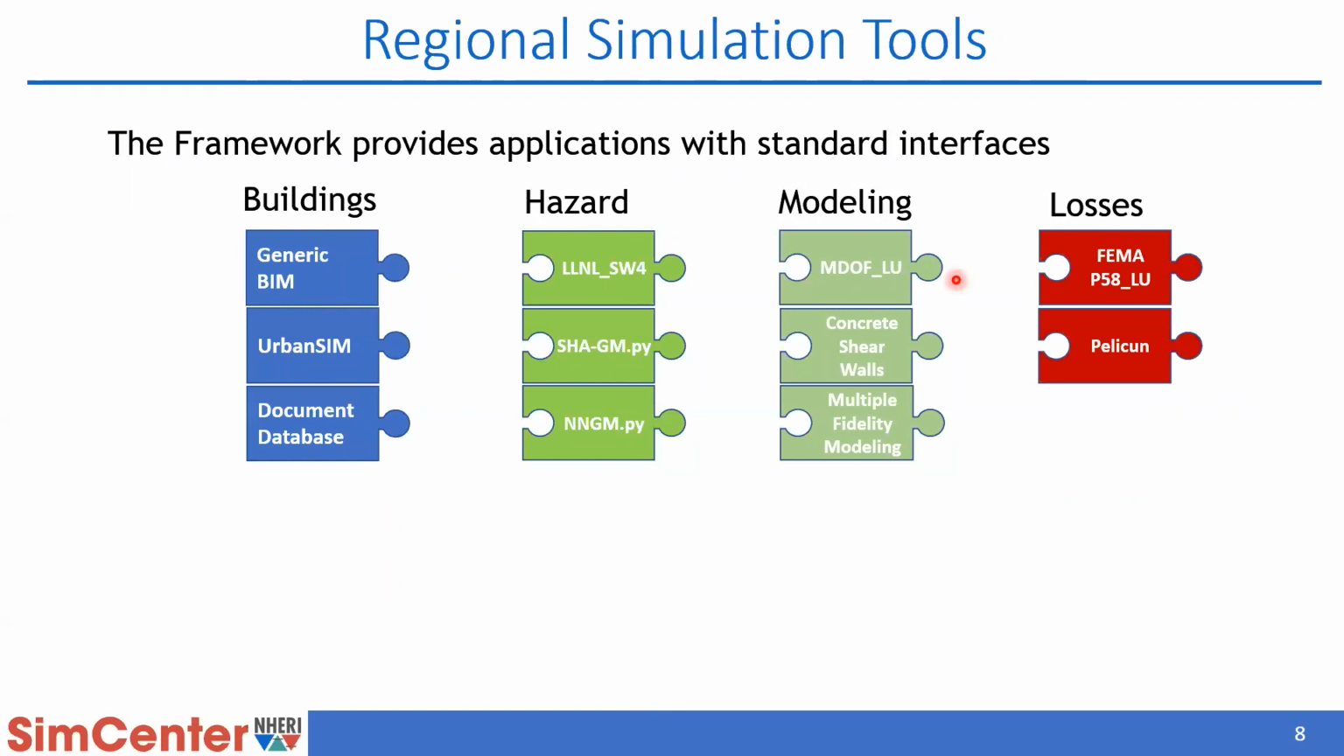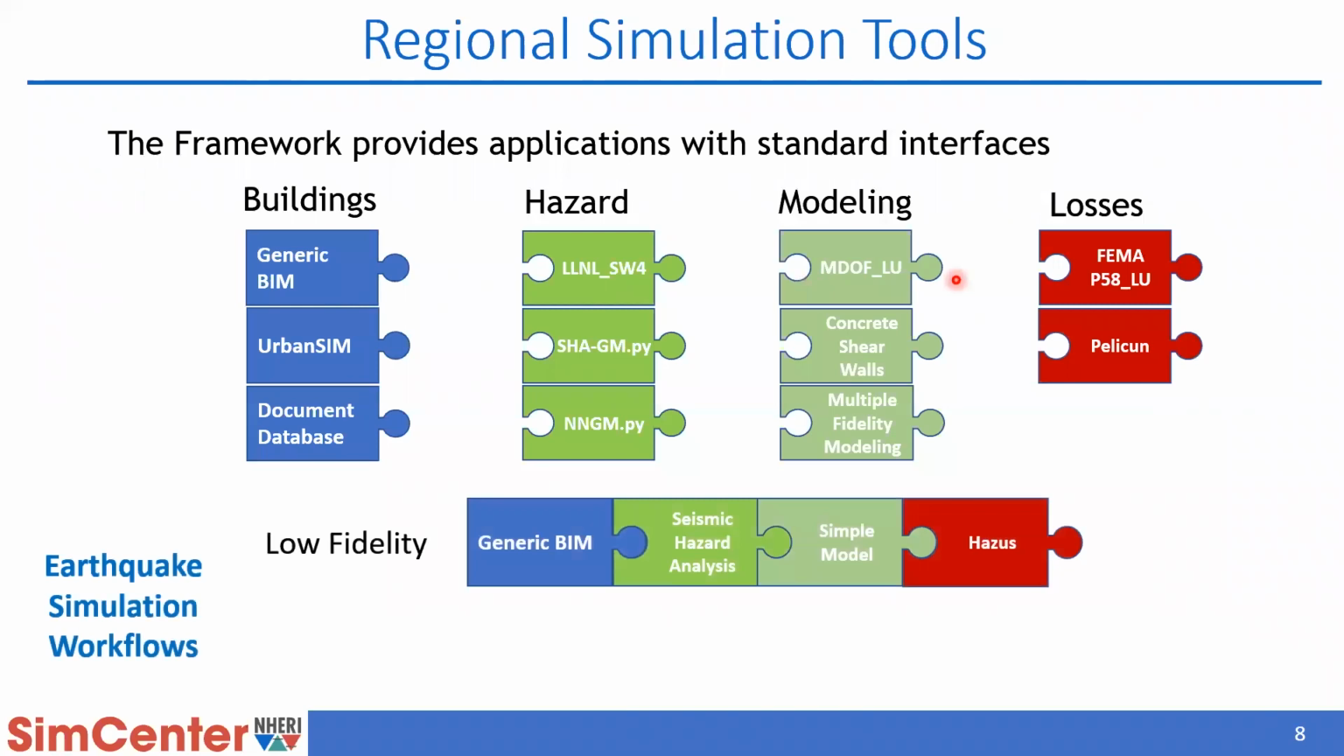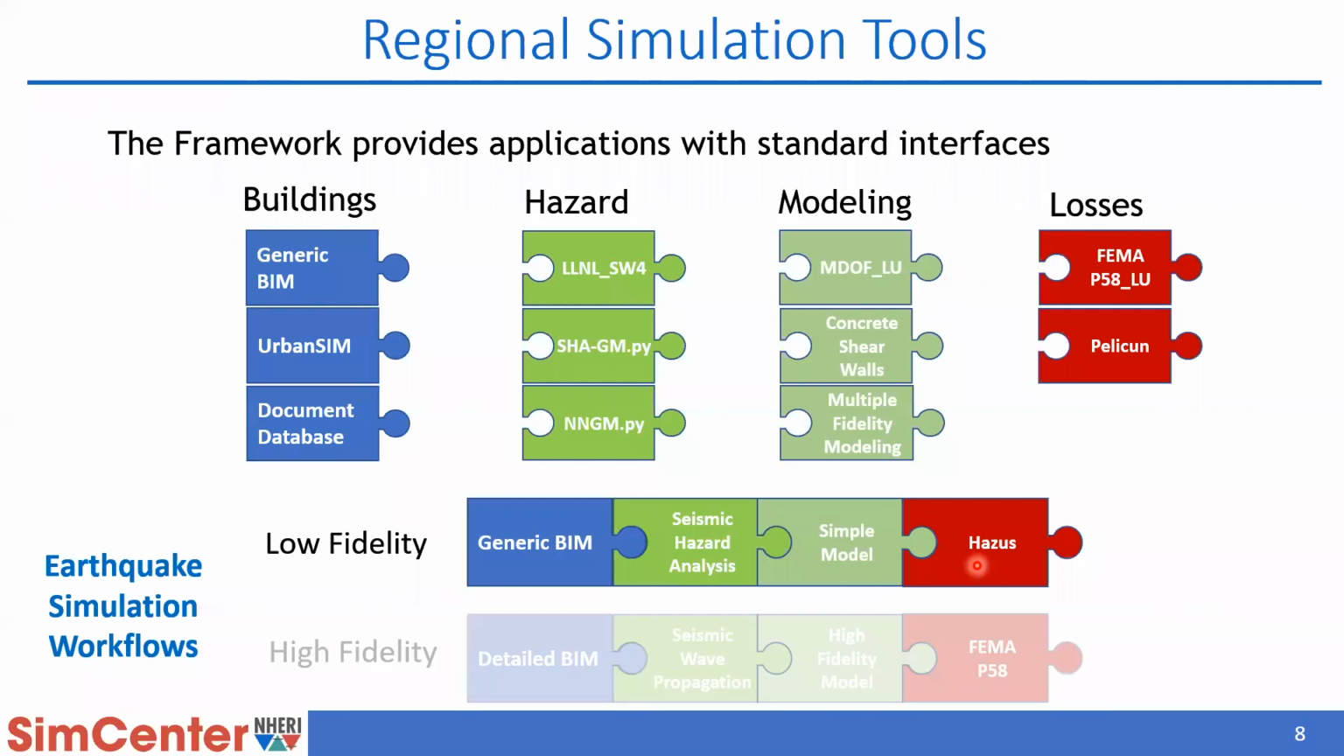So because of that, we can take different pieces and feed them together and create different kinds of workflows for our analysis. Just to give you an example, if you're doing an earthquake, we can use a very generic building information model. We can maybe use seismic hazard analysis to characterize the hazard and use a simple shear building model to model the building, and maybe use something like HAZUS for loss assessment.